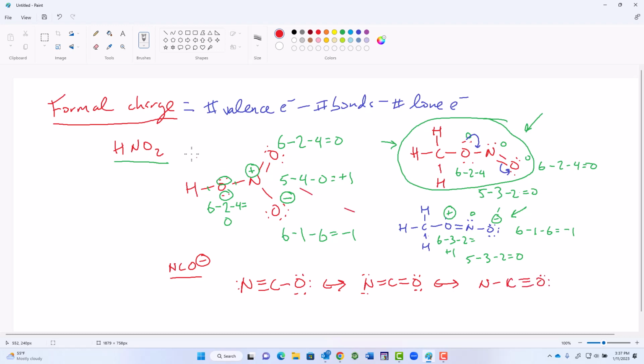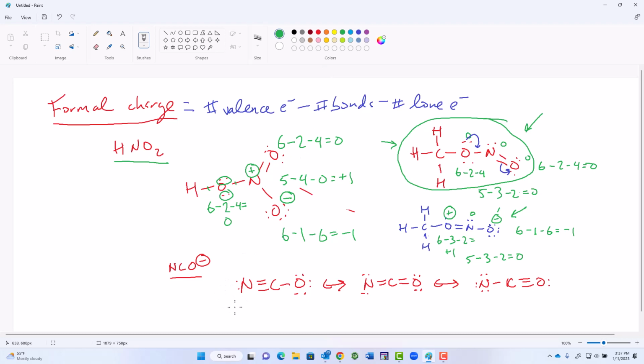Oops, not that many. Just one lone pair there. And finally, 3 lone pairs on nitrogen. So let's look at the formal charges of these nitrogens, carbons, and oxygens to determine which one of these would be the most contributing resonance structure.